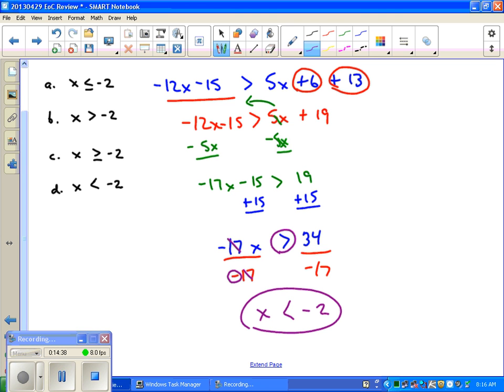If you solved it the other way and you had your variable on the right-hand side, it's okay. Just make sure that you read it the correct way. So if you came up with something that looked like this, make sure you don't leave it in that form and say x is greater than negative 2, because it's not. It's x is less than negative 2. B.